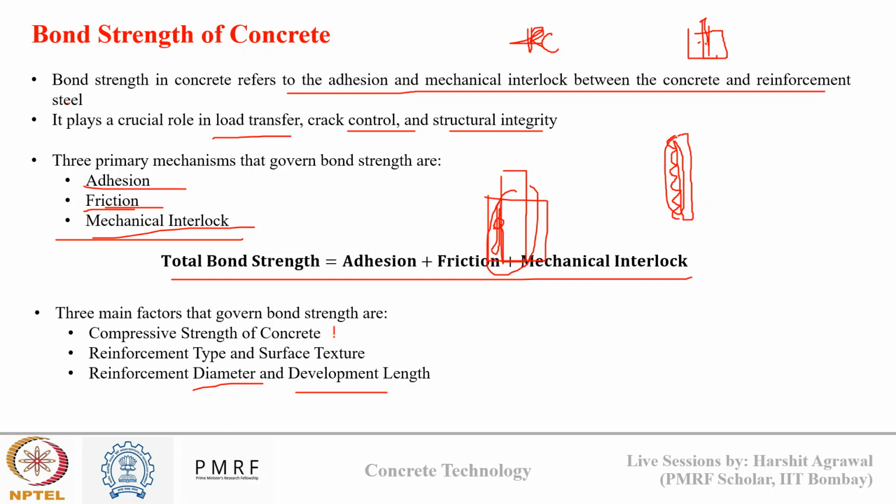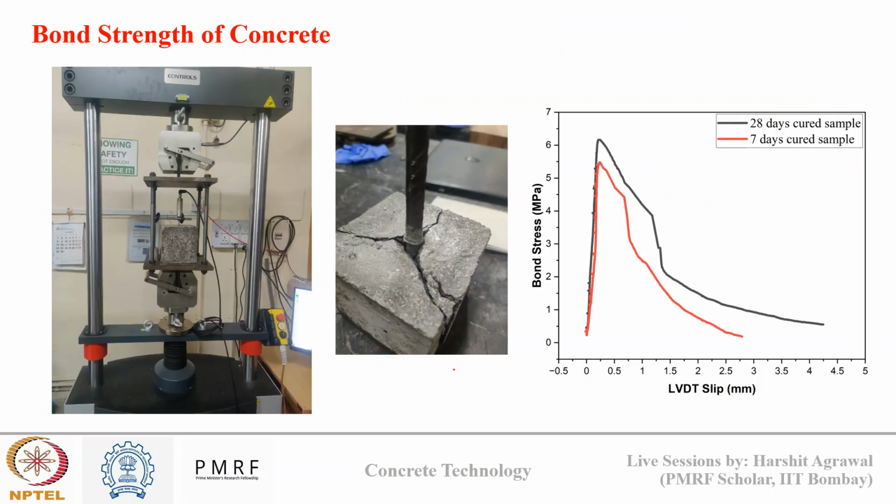So higher compressive strength will increase the bond strength, coated reinforcement will decrease the bond strength, and a ribbed reinforcement will increase the bond strength. And as reinforcement diameter and development length increase, the bond strength of concrete increases. So here one can see how bond strength of concrete is determined.